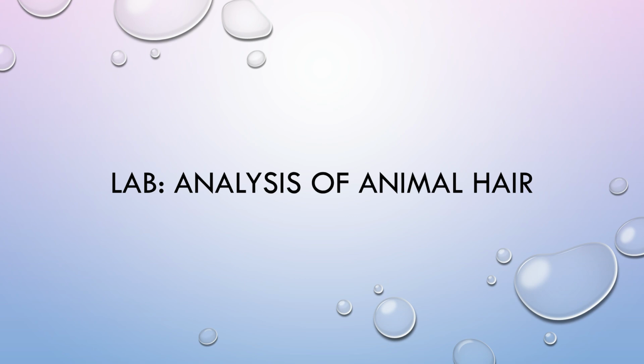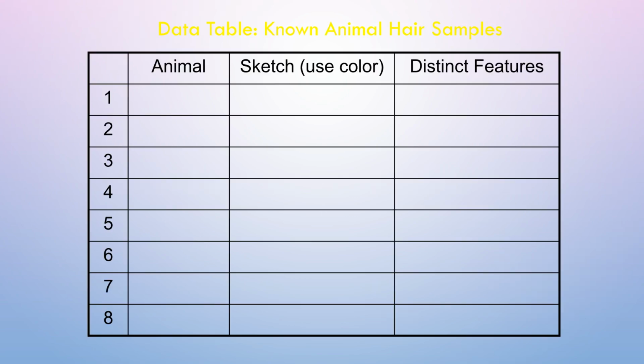We will now begin a lab on the analysis of animal hair. This will help you practice identifying and distinguishing different samples. First, you will complete a data table for known animal hair samples. Be sure to sketch and note the distinct features of each sample.